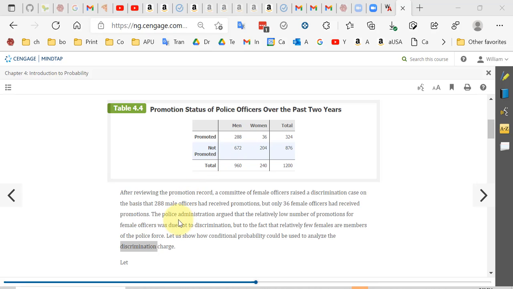The police administration argued that the relatively low number of promotions for female officers was not due to discrimination, but to the fact that there aren't very many women compared to the number of men. So we would expect fewer women would be promoted just because there are fewer women in general. So it was not due to discrimination, but to the fact that relatively few females are members of the police force. Let us show how conditional probability could be used to analyze the discrimination charge.